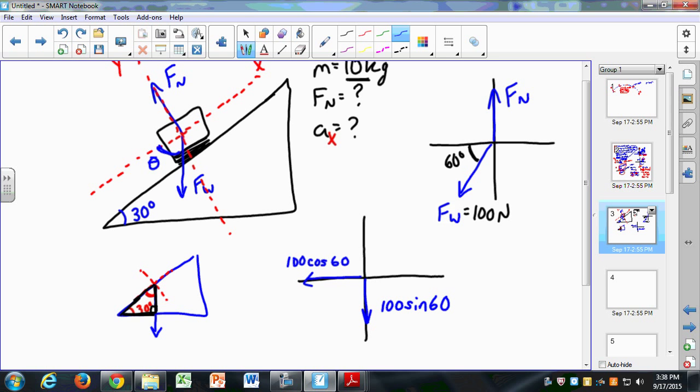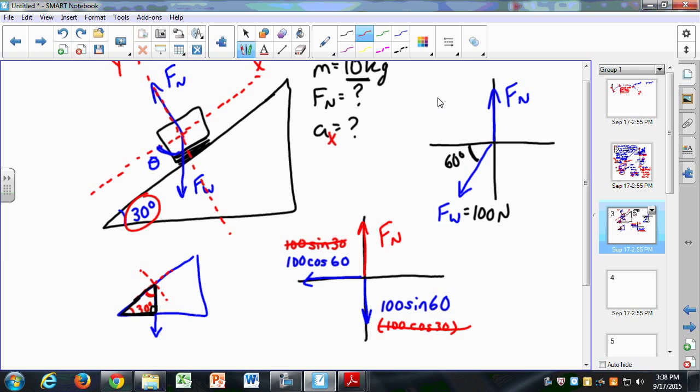By the way, this would be the same as 100 cosine of 30 and 100 sine of 30. So if you use this angle instead of 60, it would just flip-flop your x and y components, because cosine 30 equals sine of 60. But don't sweat that. I'm just going to x that out. And then I also have the normal force, F_N.